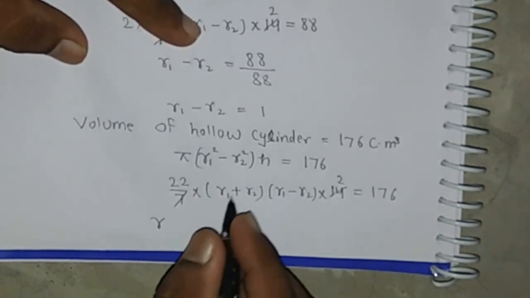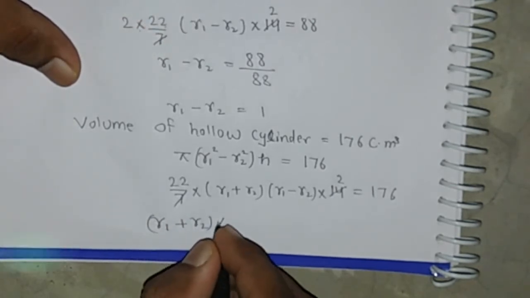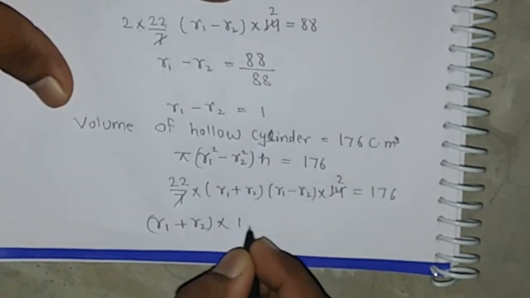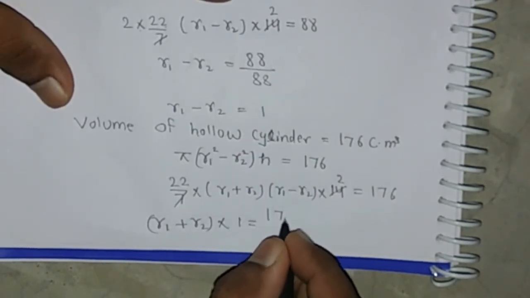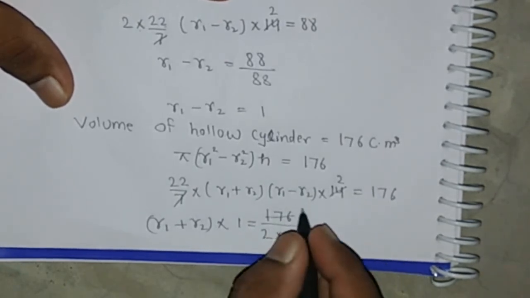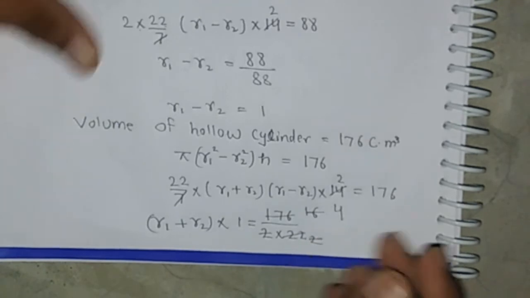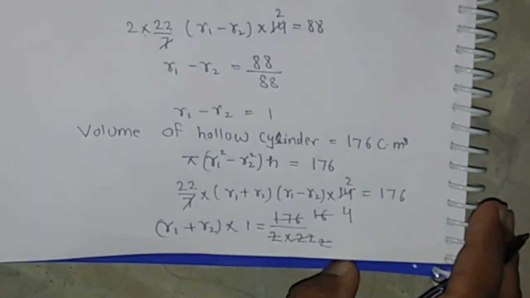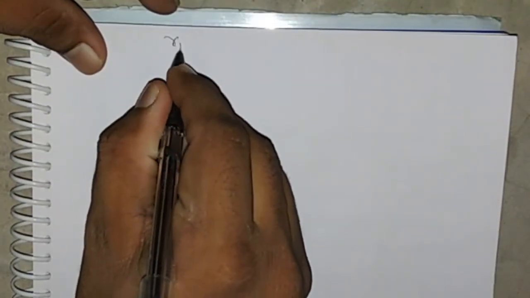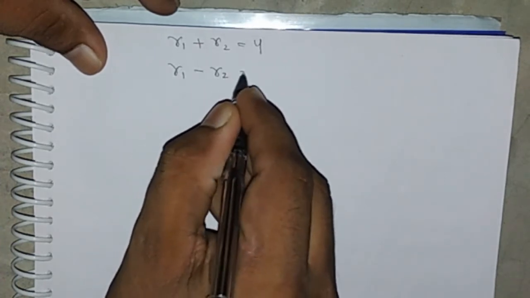Then the value of R1 plus R2 into R1 minus R2, which is 1, equal to 176 by 2 into 22, 11 twos, and R1 plus R2 equal to 4. And R1 minus R2 equal to 1.